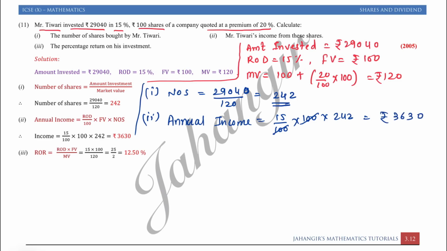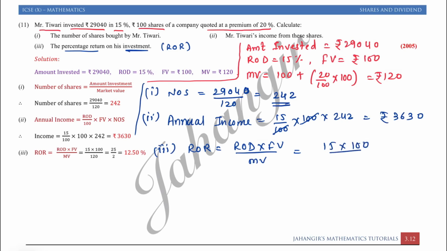In the third part we want the percentage return on his investment. The percentage return on investment is ROR. So the answer to the third question will be ROR is equal to ROD into FV upon MV. So ROD is 15% upon FV 100, whole upon MV 120. 2 fives are 10, 2 fives are 25 by 2. So therefore ROR is equal to 12.50%.